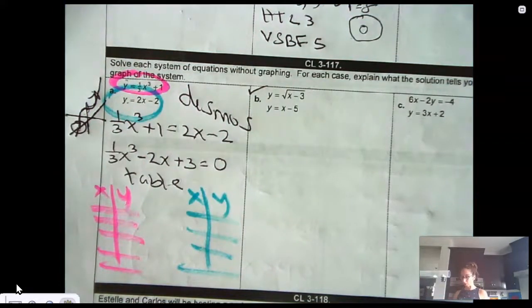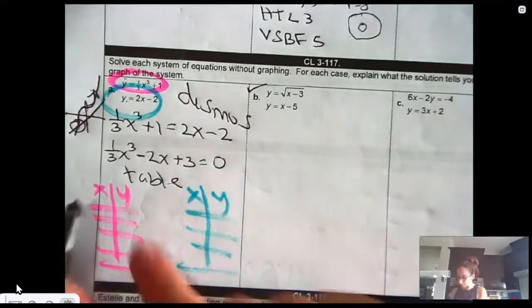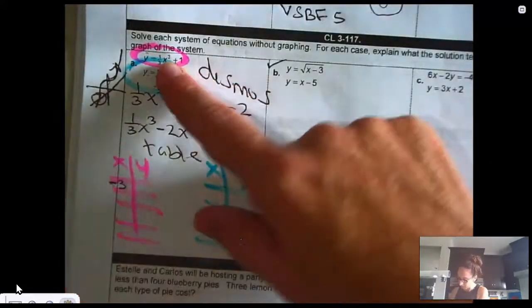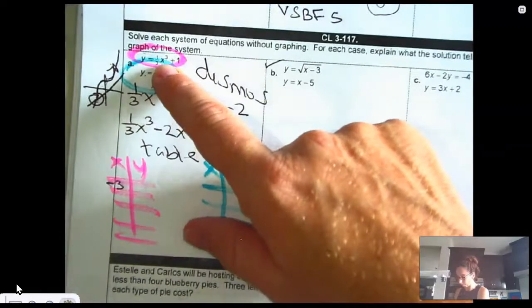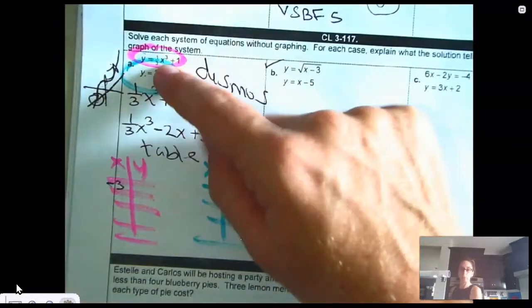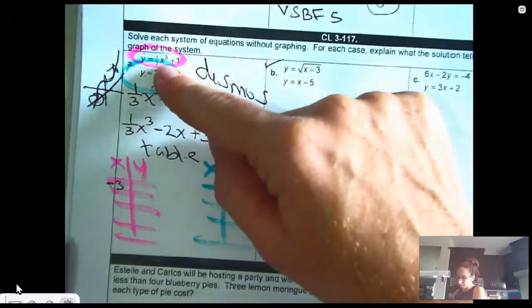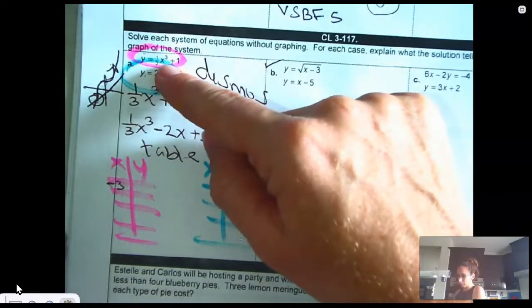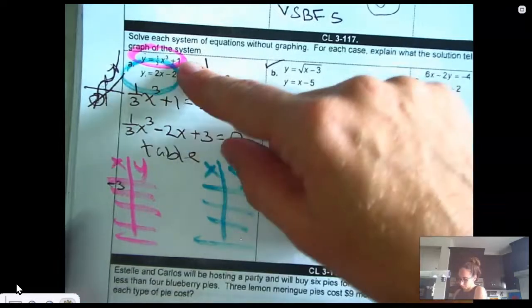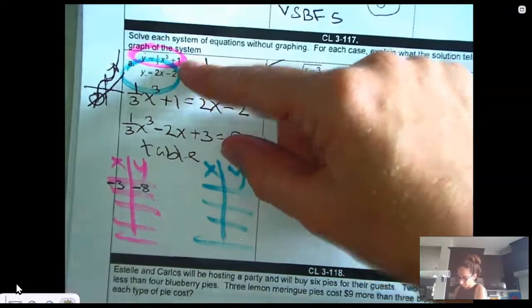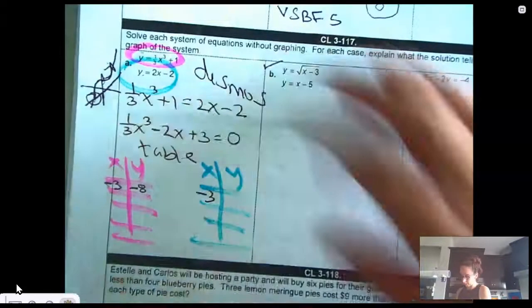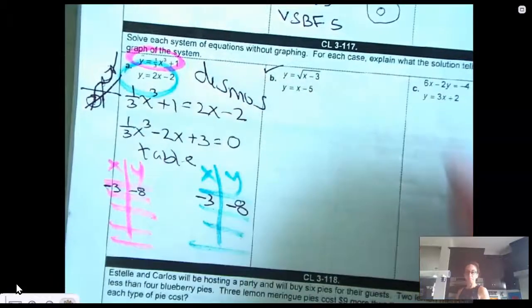So I could just try problems, okay? I'm going to try -3. I don't know if anybody knows why I'm trying -3. Because when I cube -3, I get -27. And 1/3 of -27 is -9, plus 1 is -8. Let's see if it works. -3. 2 times -3 is -6, minus 2 is -8.